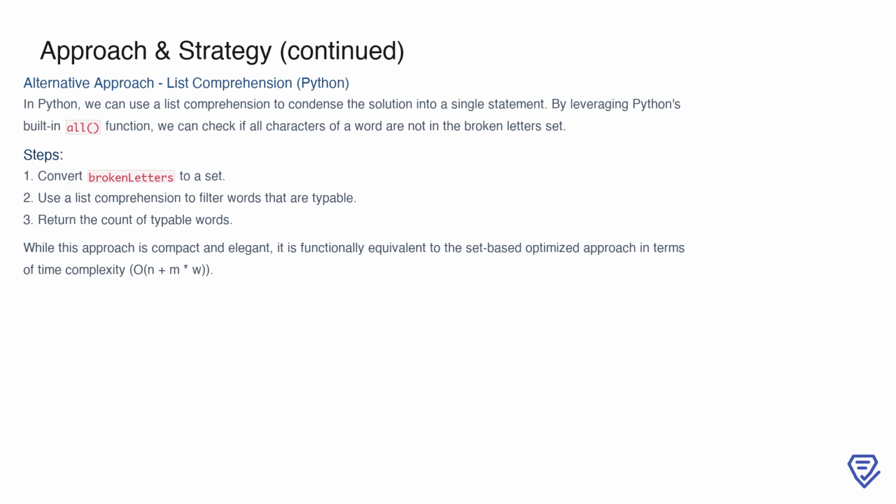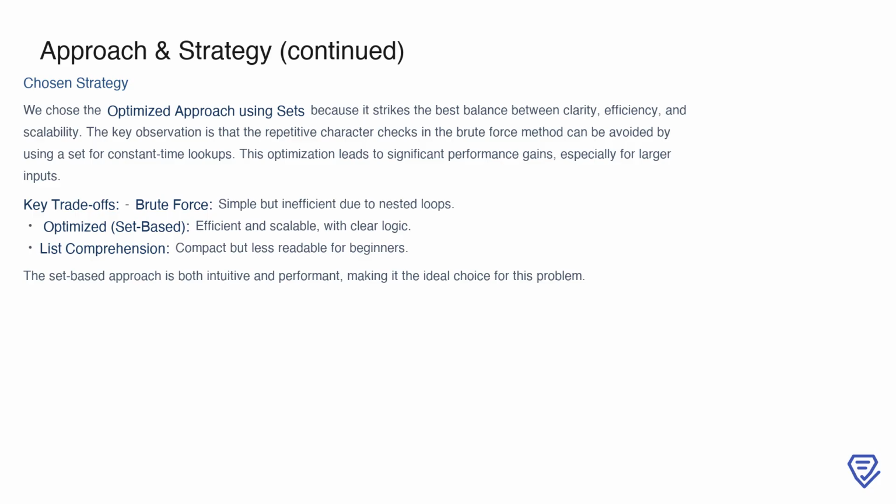While this method is functionally equivalent to the set-based optimized approach in terms of time complexity, O(n plus m asterisk w), its compactness may appeal to experienced Python developers. However, it can be less intuitive for beginners due to its condensed syntax, making it slightly harder to read and understand at first glance. After evaluating the different approaches, we chose the optimized approach using sets as the ideal solution.